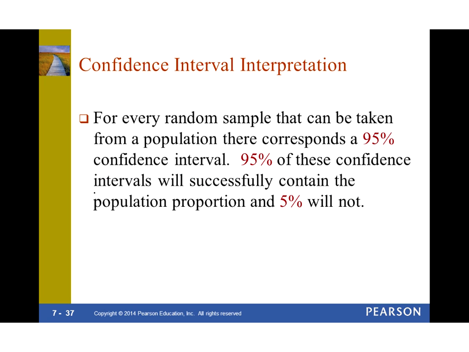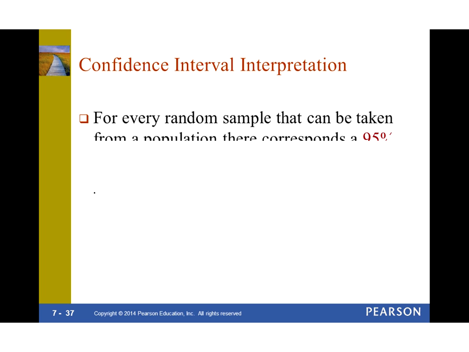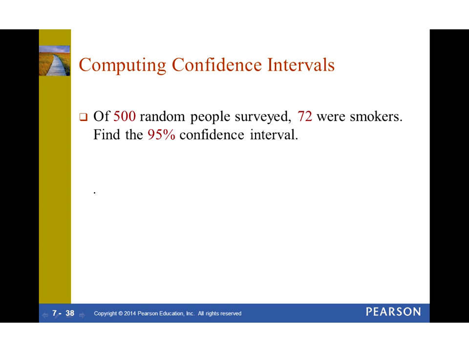Like I said before, for every random sample that can be taken from a population, there corresponds a 95% confidence interval. And here, 95% of these confidence intervals will successfully contain the true population proportion, and 5% will not. When they're talking about the 95% confidence interval, they're really talking about hitting 95% of the data inside a normal curve. So this area in here is 0.95.